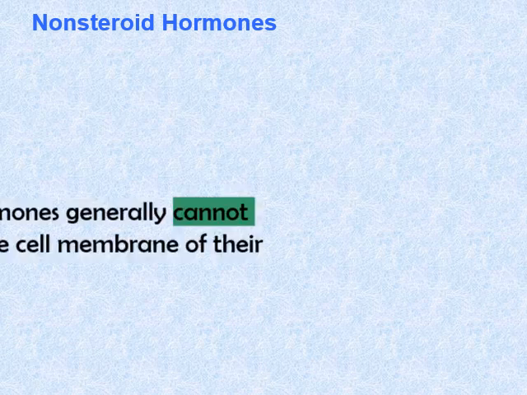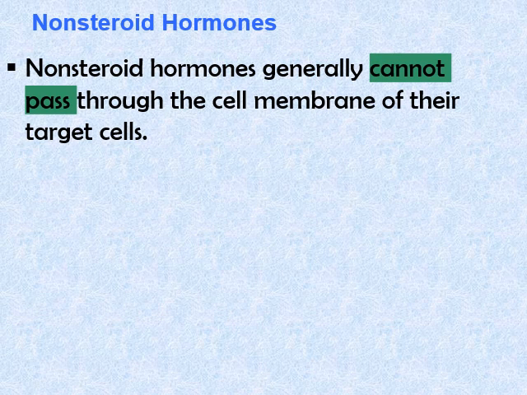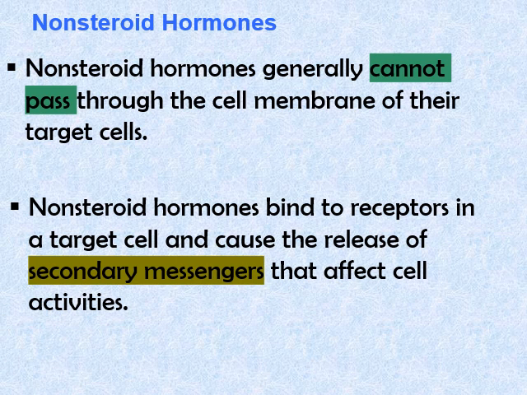Non-steroid hormones. Non-steroid hormones generally cannot pass through the cell membrane of their target cells as they are not lipid soluble. Non-steroid hormones bind to receptors in a target cell and cause the release of secondary messengers that affect the cell activities.